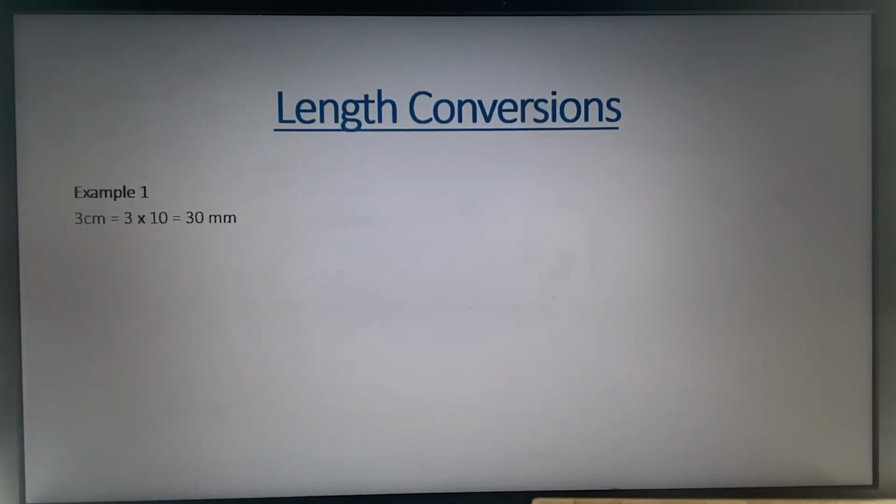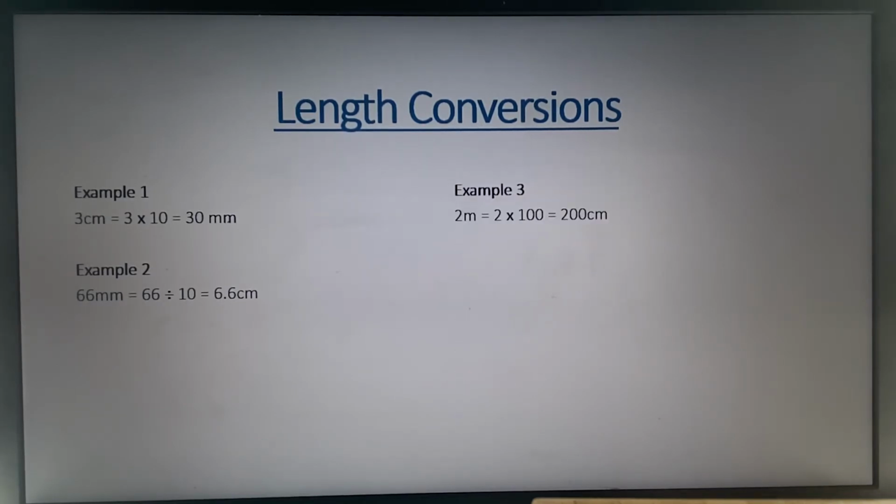So 3 centimetres to convert into millimetres, we times that by 10, so 3 times 10, 30 millimetres. So it's 30 millimetres in 3 centimetres. Another example, 66 millimetres to go back the way into centimetres, we divide by 10 because there's 10 millimetres in 1 centimetre, so that would be 6.6 centimetres.